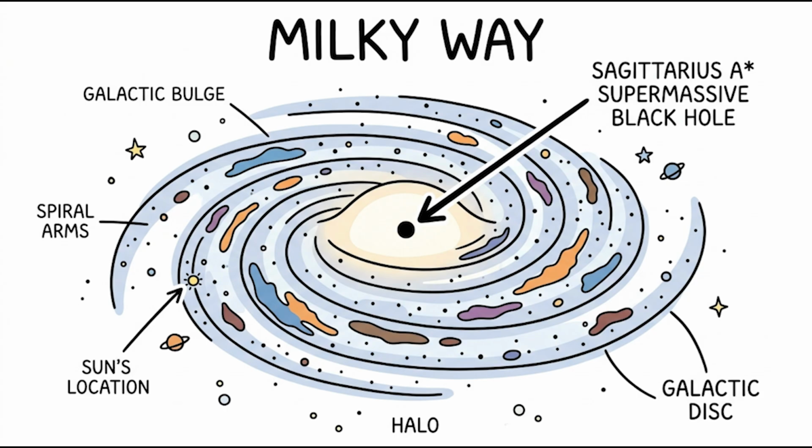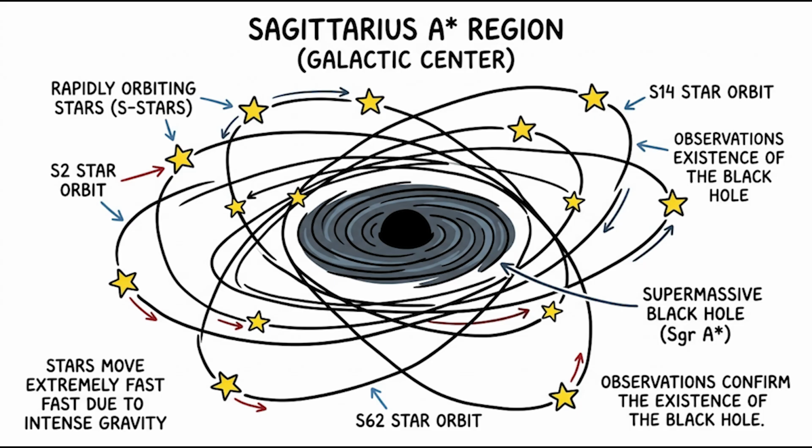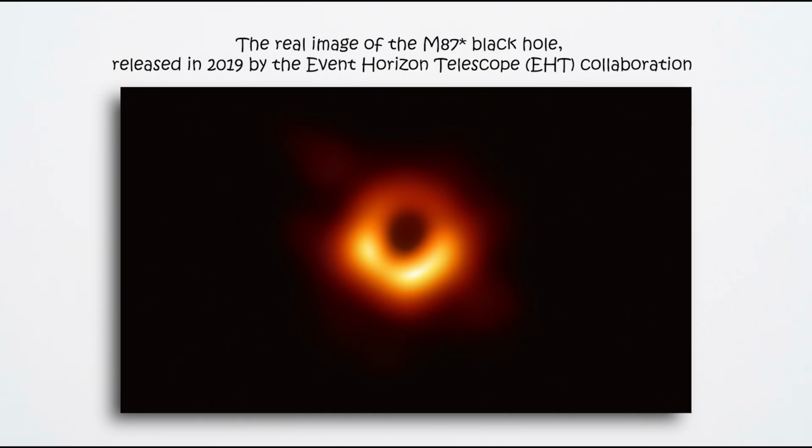Our own galaxy has one too. The Milky Way's central black hole is called Sagittarius A star. Astronomers have been studying it for decades. Scientists actually discovered it by watching stars orbit extremely fast around an invisible object. Only something incredibly massive could create gravity that strong. In 2019, astronomers captured the first ever image of a black hole. This one sits in a galaxy called M87, about 55 million light years away.